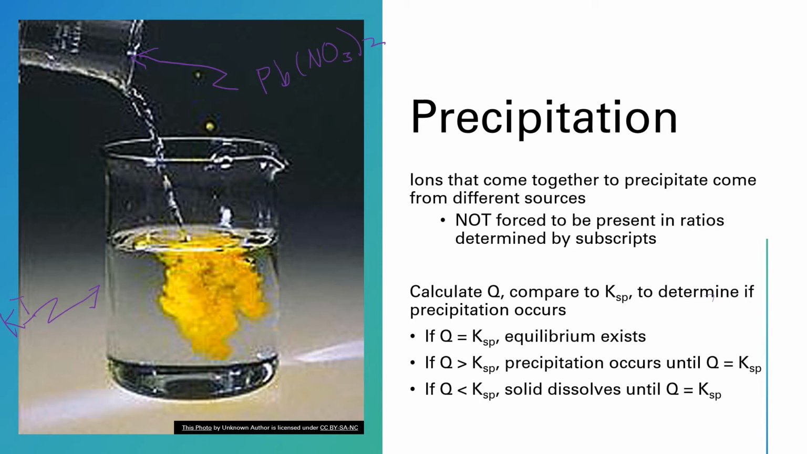If Q is equal to KSP, we're right at equilibrium. That pretty much never happens. If Q is greater than KSP, then precipitation occurs until we've lost enough ions out of solution that Q equals KSP, and then precipitation stops. If Q is less than KSP, if there happened to be any solid present, then it would continue to dissolve until Q equals KSP.